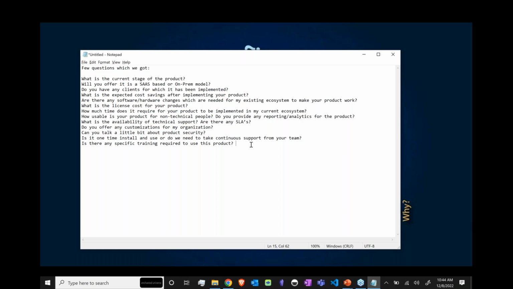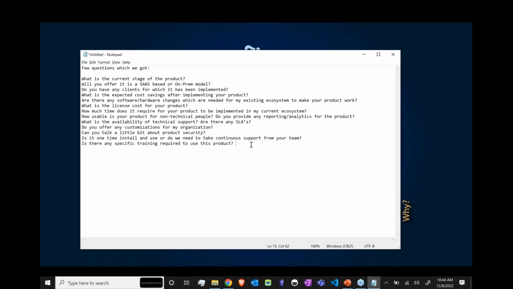What is the availability of technical support? Any SLAs? Yes, we are going to be available. 24/7 support is going to be there, and we are trying to achieve that 99.59 SLA.